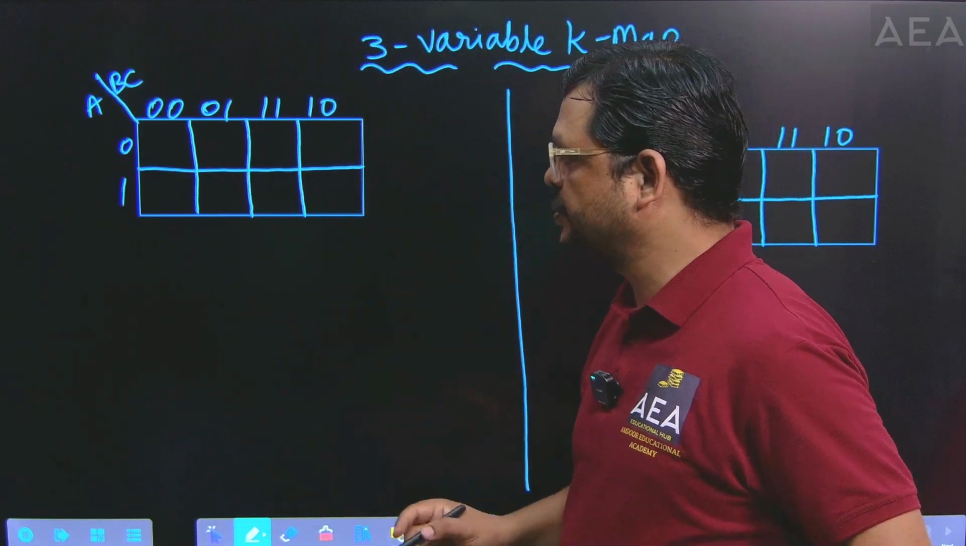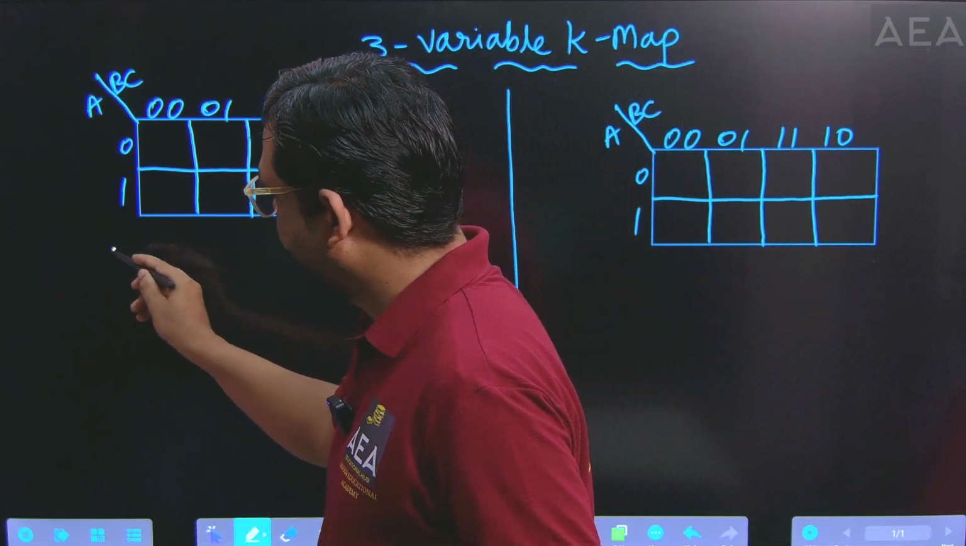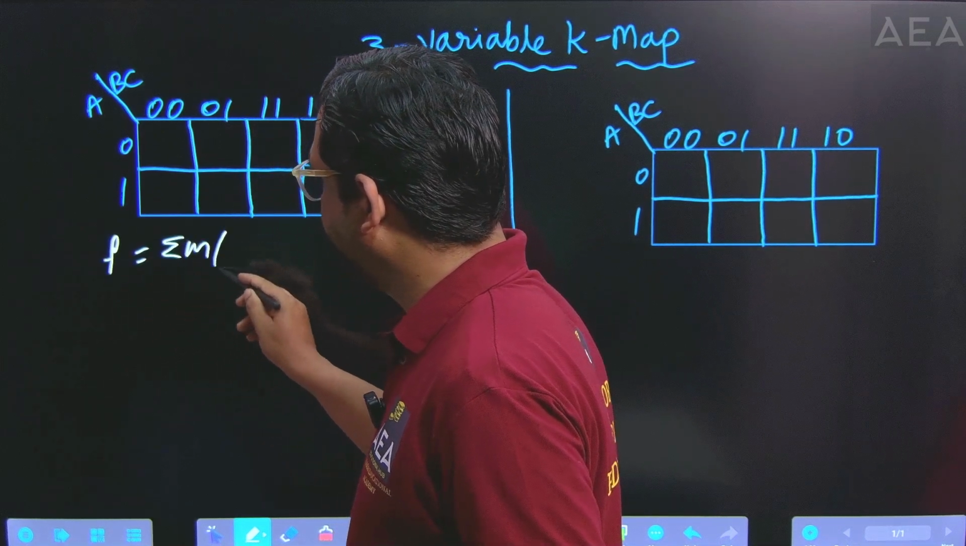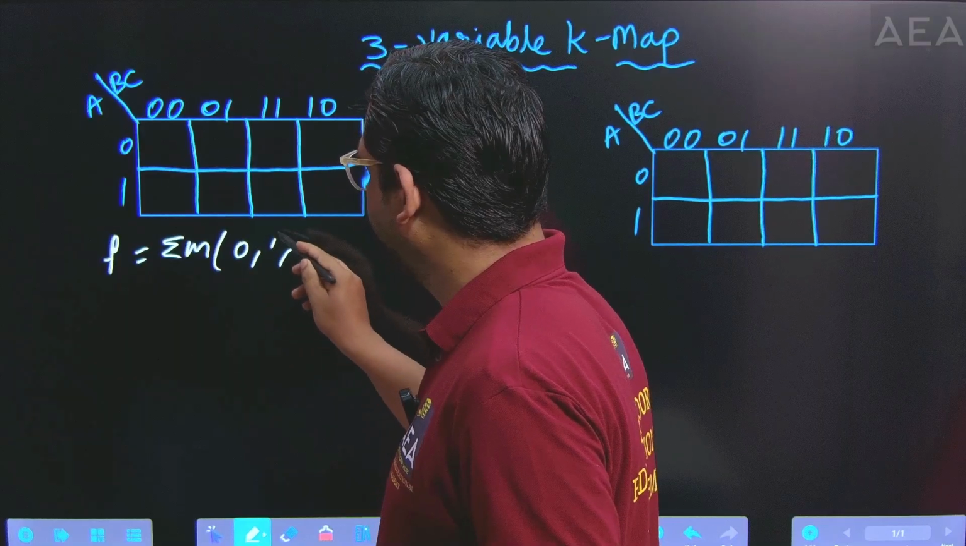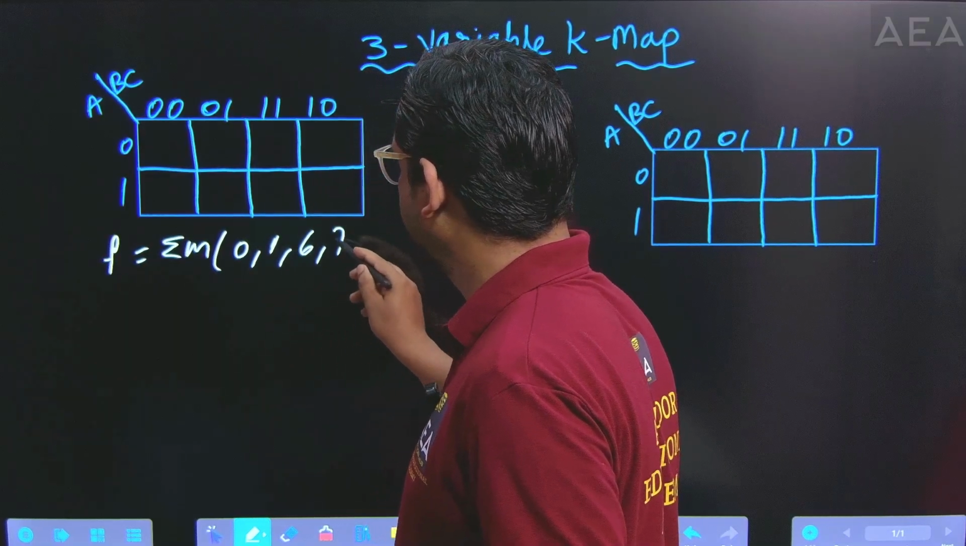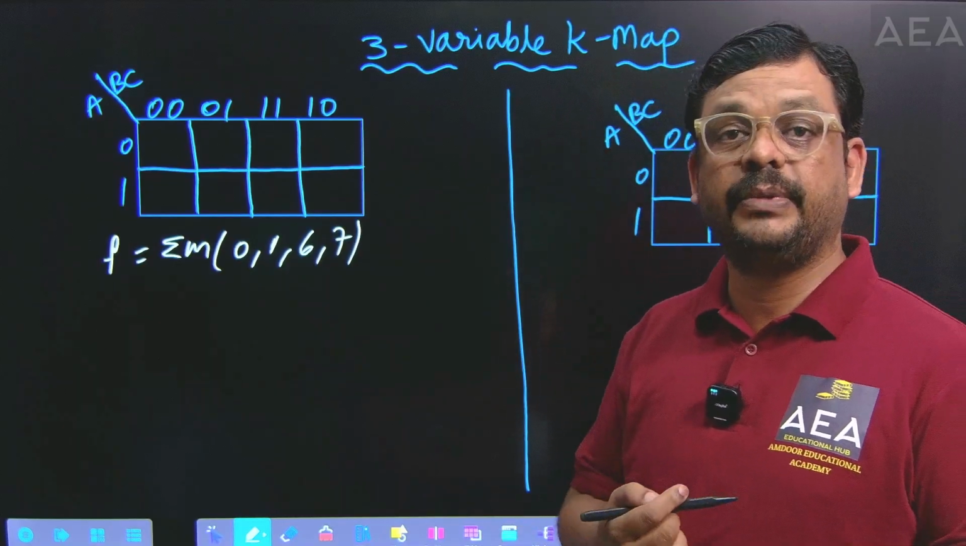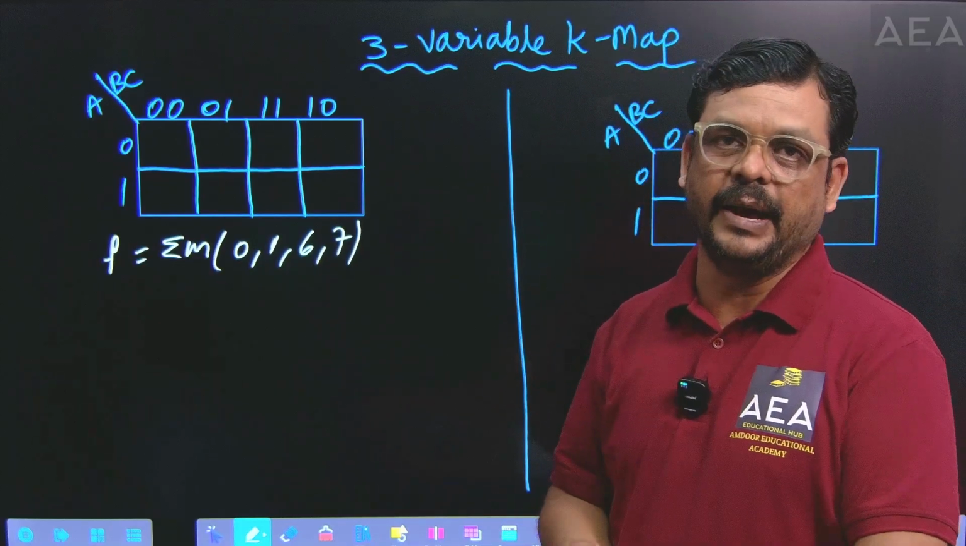First of all, we'll go through this one. I'm taking one simple example. One simple representation is given here: Sigma m 0, 1, 6, 7. These combinations are given, and finally we have to simplify the Boolean expression using K-map.